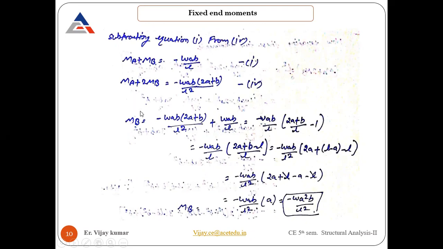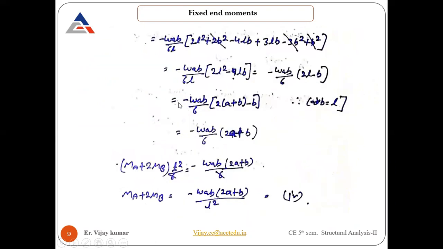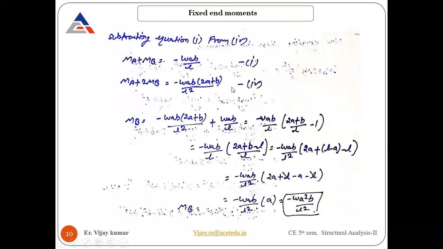Now for the fourth equation, subtract the values of equation 1 from equation 4, just for simplification again. After deducting, MB is what remains, this will be cancelled out, minus WAB into 2A plus B by L square. Equation number 1 is the area of the two diagrams, and the fourth equation is the moment of that. We get the value from there to simplify. Ultimately you reach the point that is required.